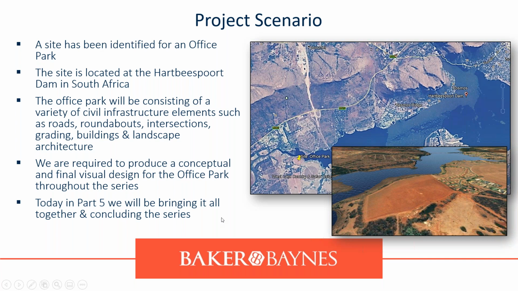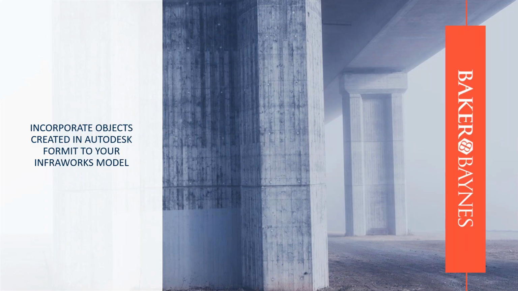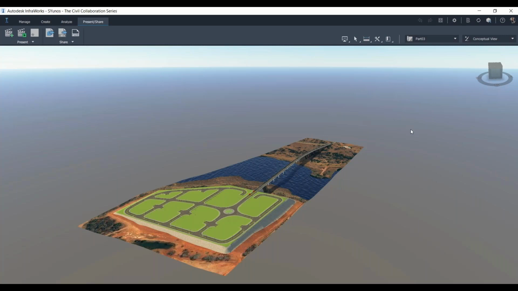Today, part 5 is going to show you where we have arrived. Whatever software you've seen throughout the series, it's going to give you the capabilities to reach where I have reached today. So let's start off with the easy one, being Formit. We want to incorporate objects created in Autodesk Formit into your Infraworks model. This is a really amazing and very simple tool where you want to convey your design intent and use a reasonable amount of detail. So let's have a look.